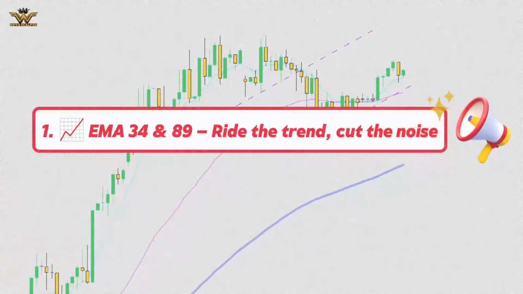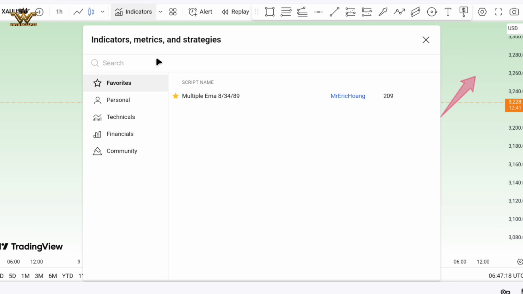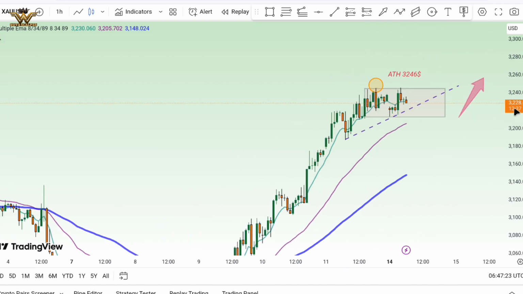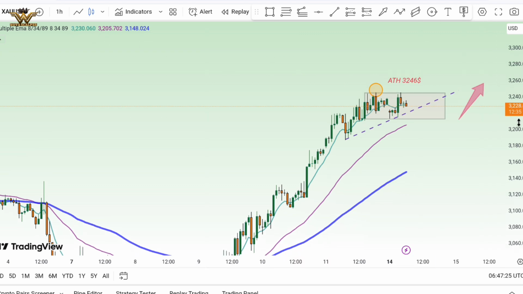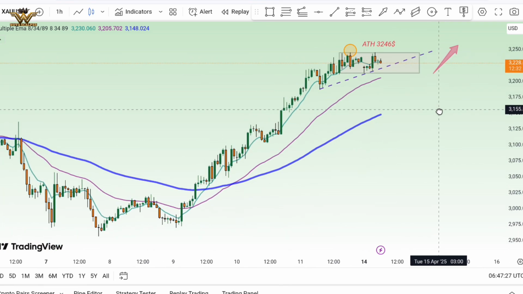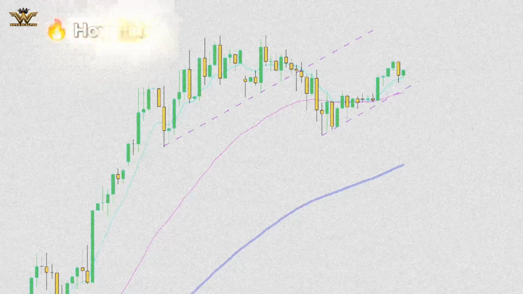First, EMA 34 and 89: ride the trend, cut the noise. The EMA 34 and 89 are excellent for spotting medium-term trends and filtering out market noise. If EMA 34 is above EMA 89, we are in an uptrend. And in the opposite, if EMA 34 is below EMA 89, we are in a downtrend. And how do I enter the trade by using EMA? Here are the steps you should follow.